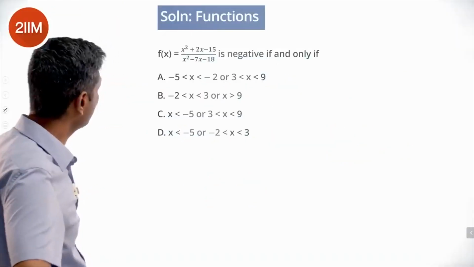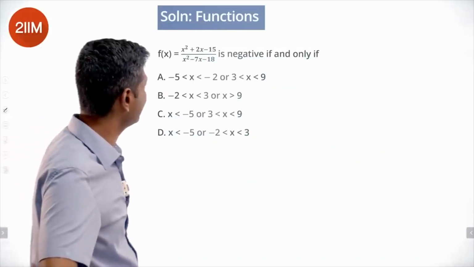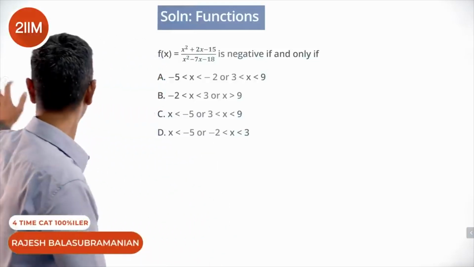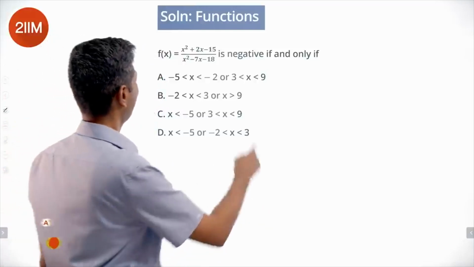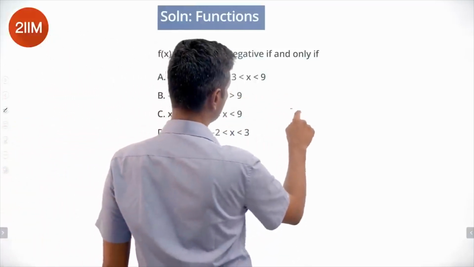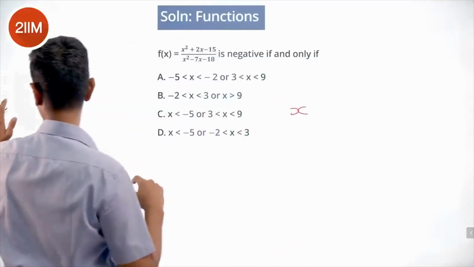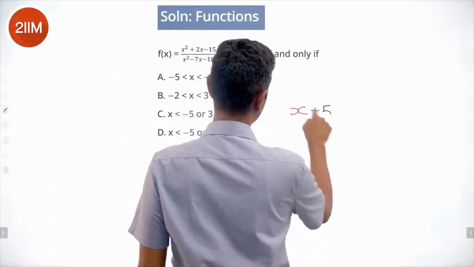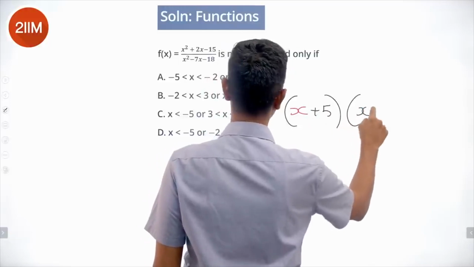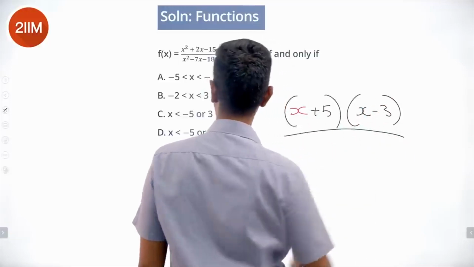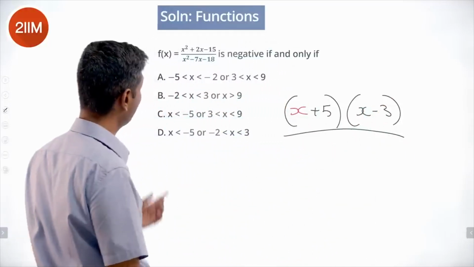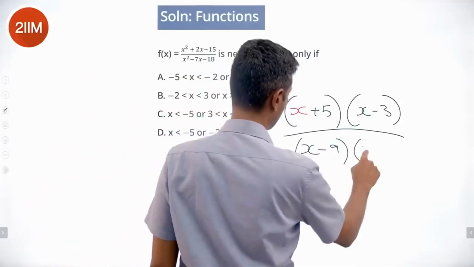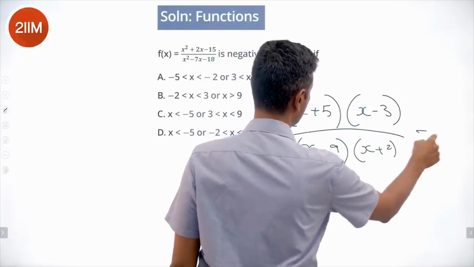x square plus 2x minus 15 by x square minus 7x minus 18 is negative if and only if, effectively solve for this inequality, this is less than 0. x square plus 2x minus 15 is x plus 5 into x minus 3, divided by x square minus 7x minus 18, which is x minus 9 into x plus 2. It should be less than 0.